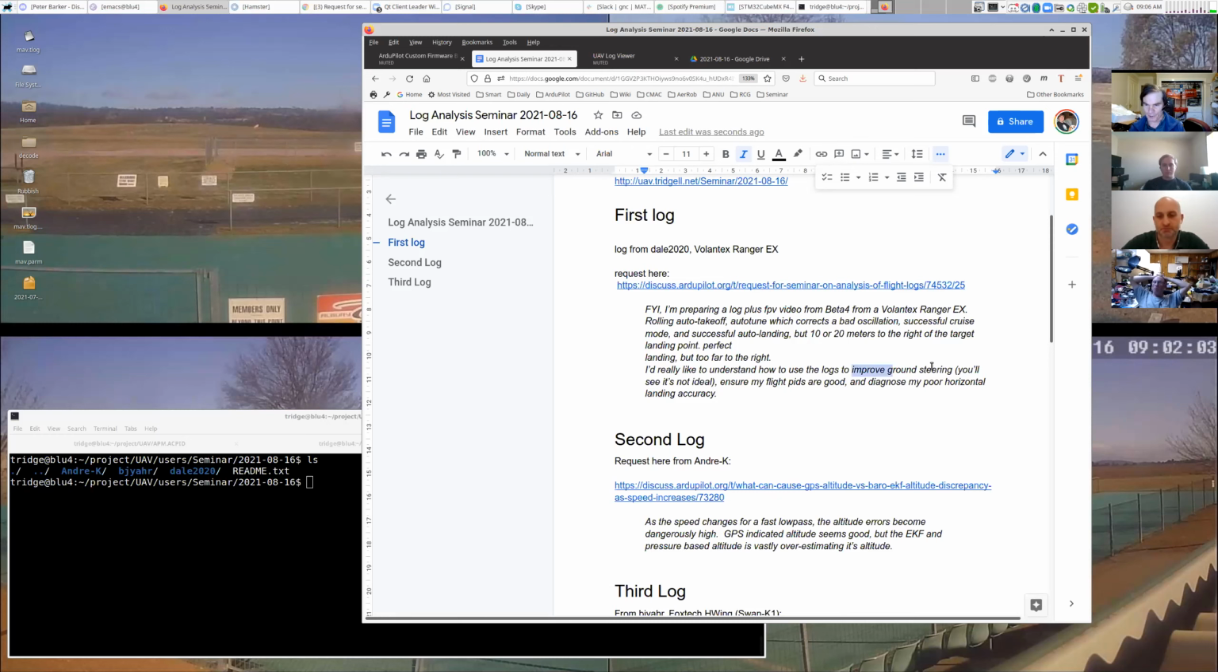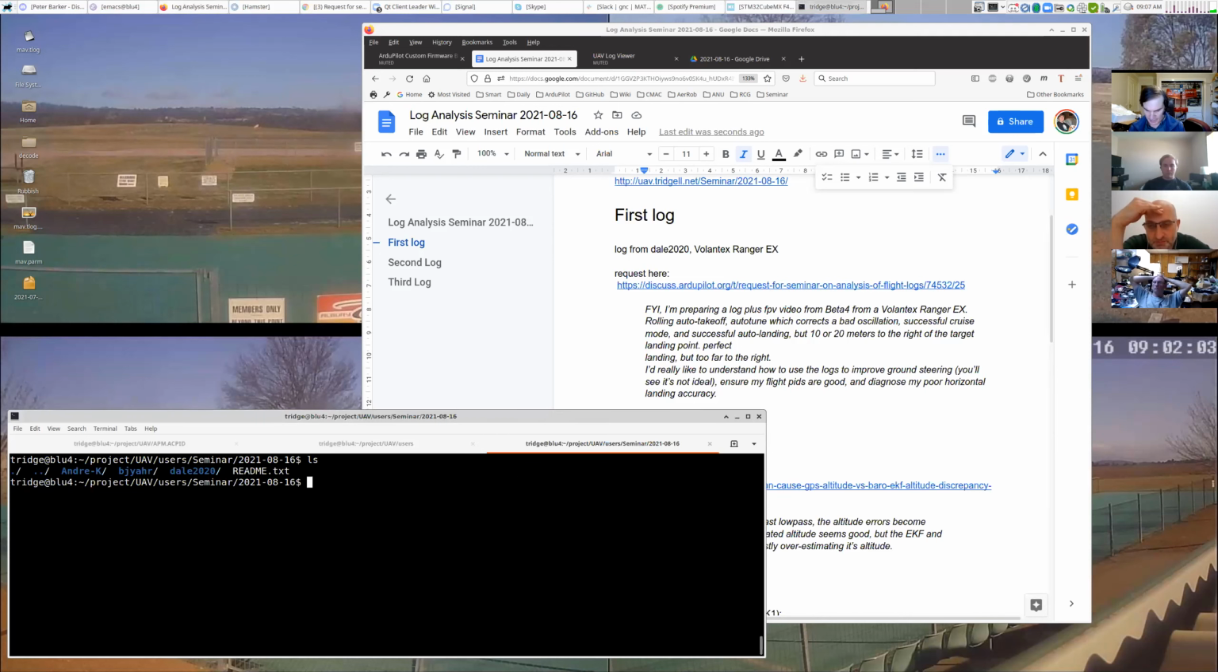I'd really like to understand how to use the logs to improve ground steering. Now that one is often quite difficult, and I may well hand over to Paul to have a look at that. You'll see it's not ideal. Ensuring my flight PIDs are good and diagnose my poor horizontal landing accuracy. All right, so let's bring up Dale's log and have a look.